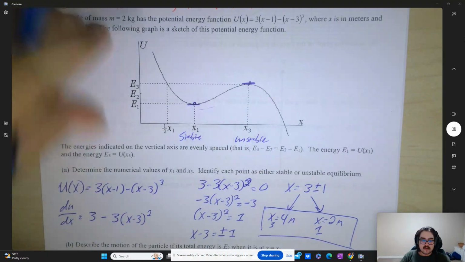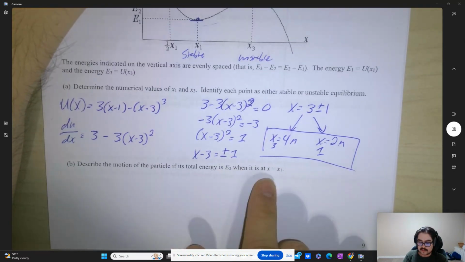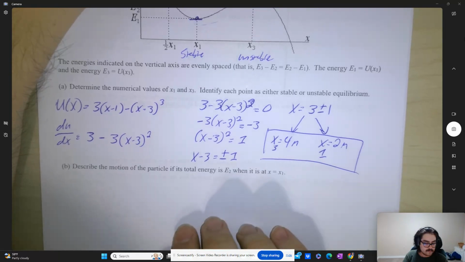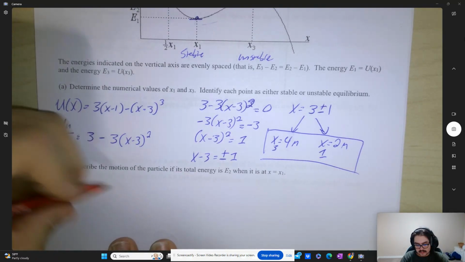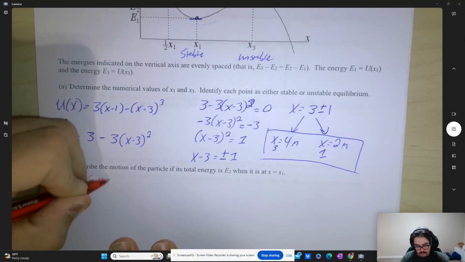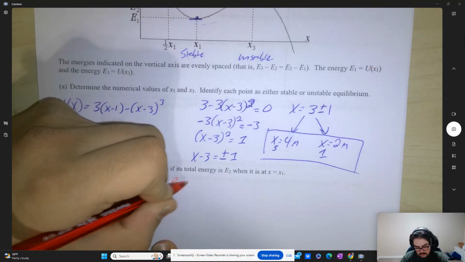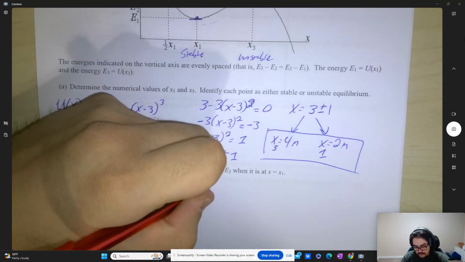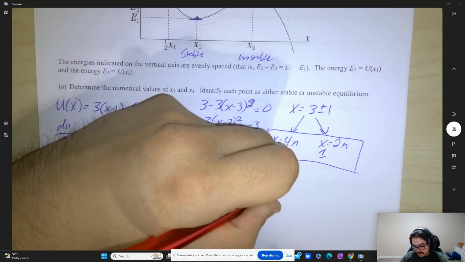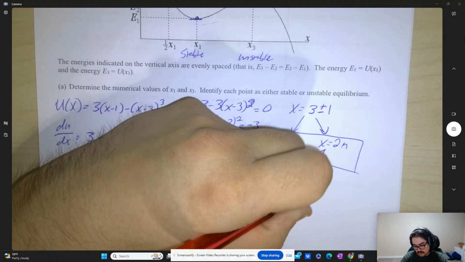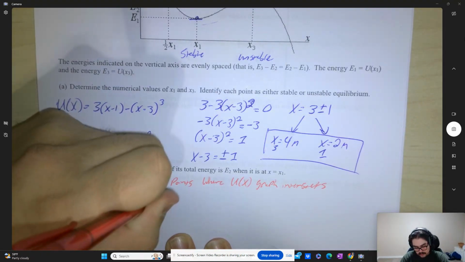Then describe the motion of the particle if its total energy is E2 when it's at x equals x1. What happens with the particle is that it oscillates about the 2 points where the U of x graph intersects the total energy line.